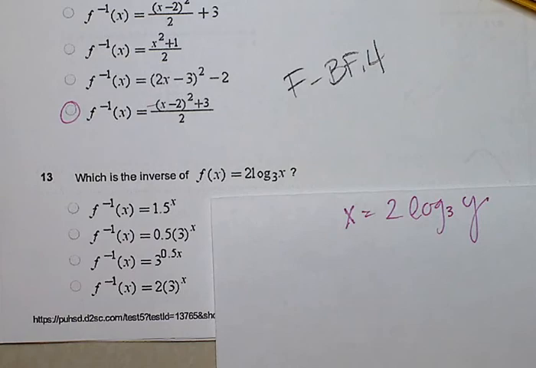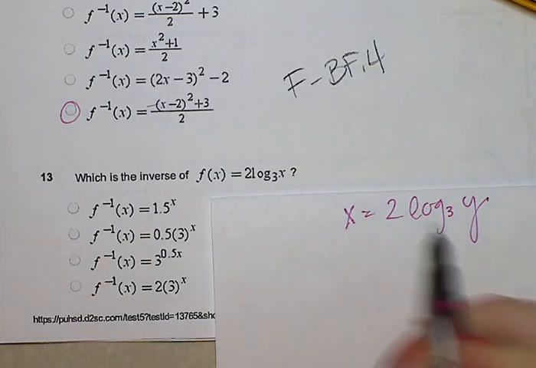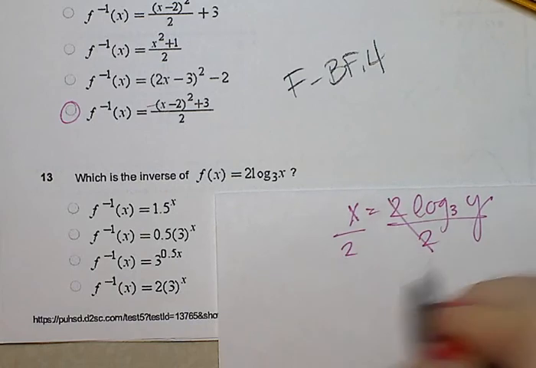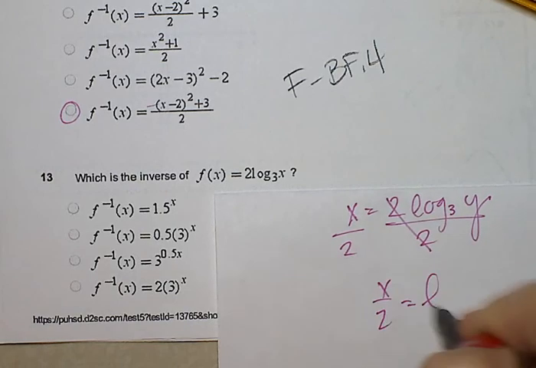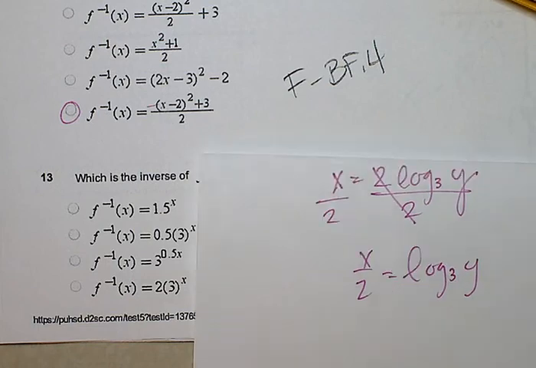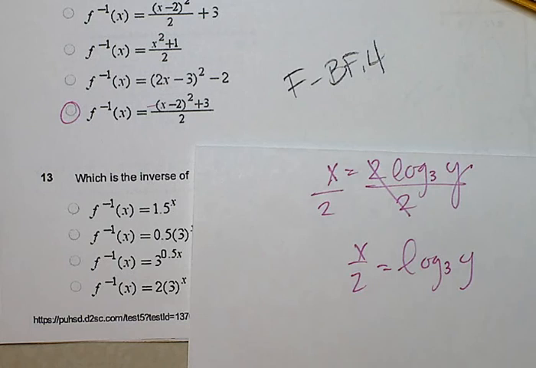And now to solve for y, let's first eliminate the 2. It's being multiplied, so the opposite of multiplying is dividing. And I'm guessing this is where a lot of students are going to get stuck. What do we do next?